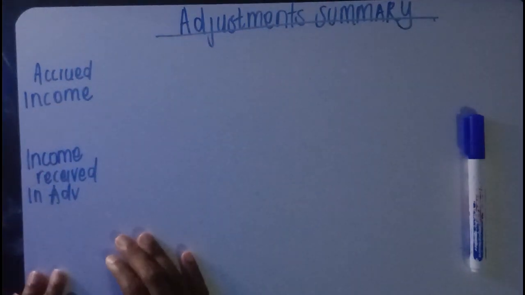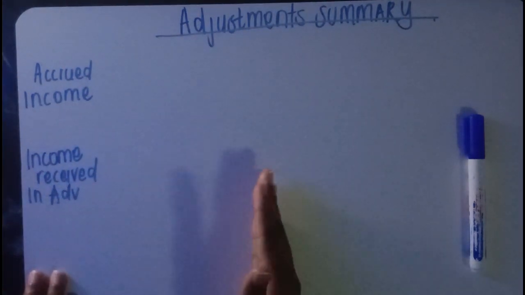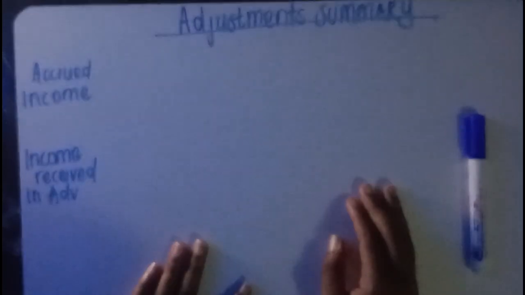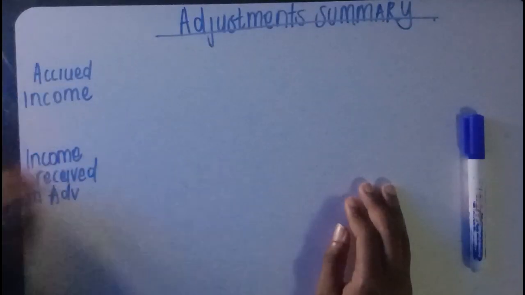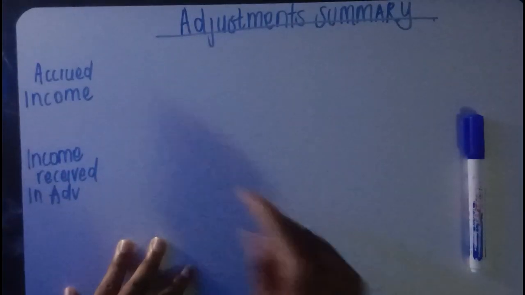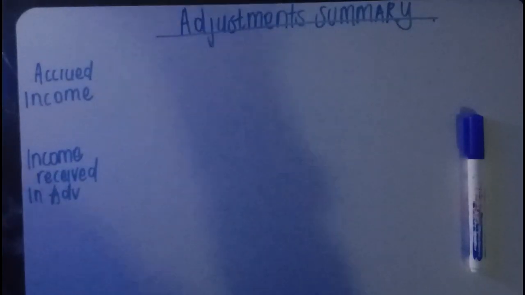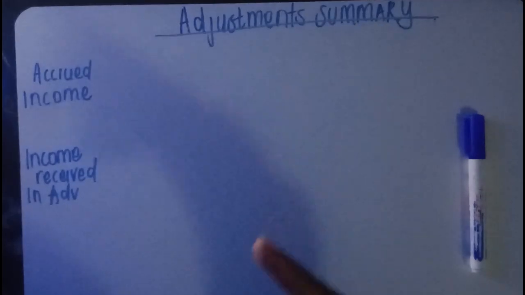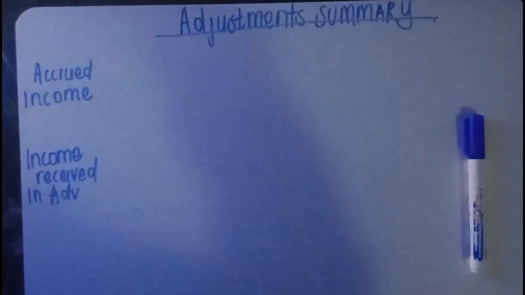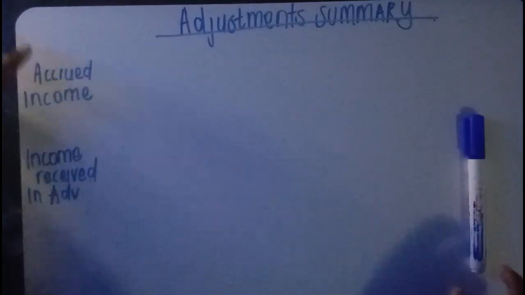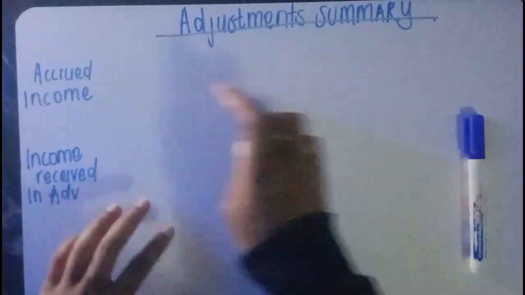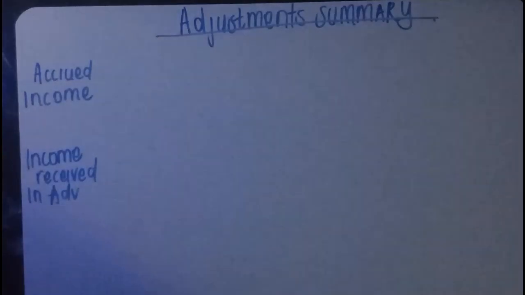Income received in advance, they paid me for the next financial year. Accrued income, they haven't paid me, right? They haven't paid me. Then accrued expense, I haven't paid them. And then prepaid expense, I paid them for the next financial year. The accrued here is giving off the accrued expense one.